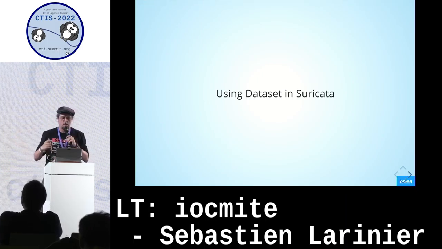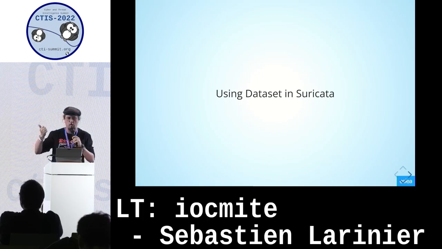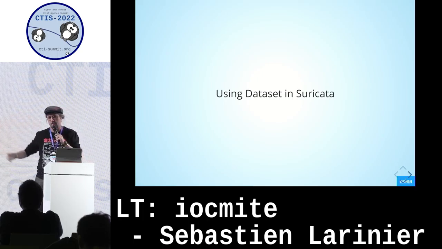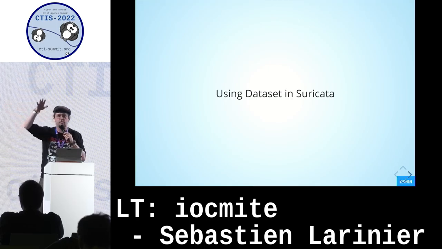And writing a rule is simpler because you have just one rule per dataset. If an IOC creates an alert in EVE JSON or a Redis alert, you have an alert with the dataset and different metadata of this alert.